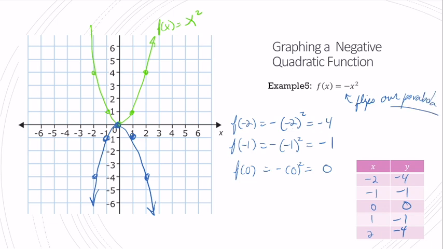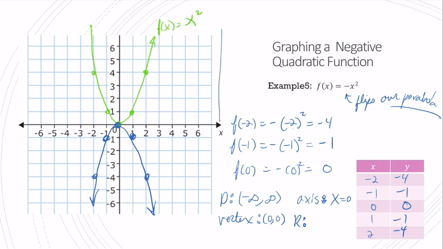So my domain is still the same. My vertex is still the same. My axis of symmetry is still the same. What changes is my range. My range now doesn't go from 0 to positive infinity. It goes from negative infinity to 0. So a negative in front is going to flip our graph. It's going to flip our graph over the x-axis.